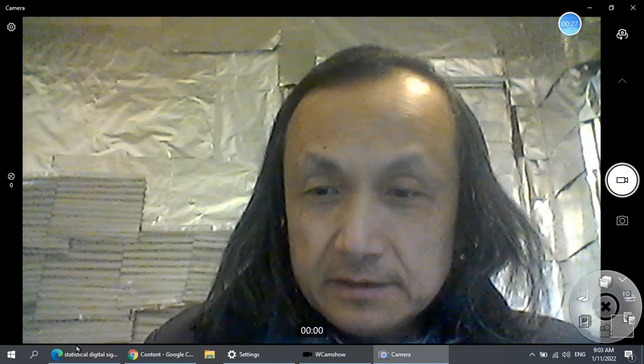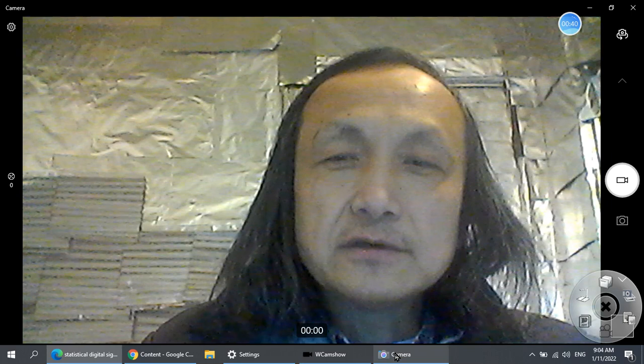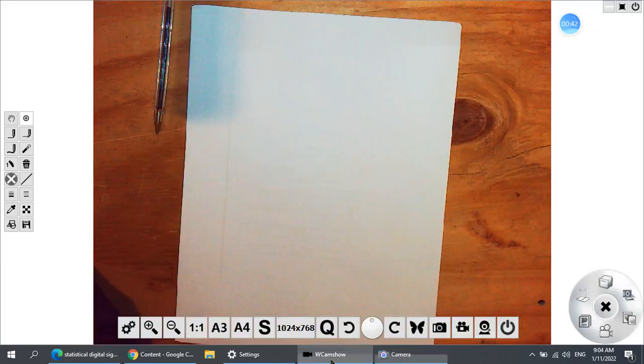It is a part of the textbook. This is section 2.2 of the textbook. Now let's go over the details about it.